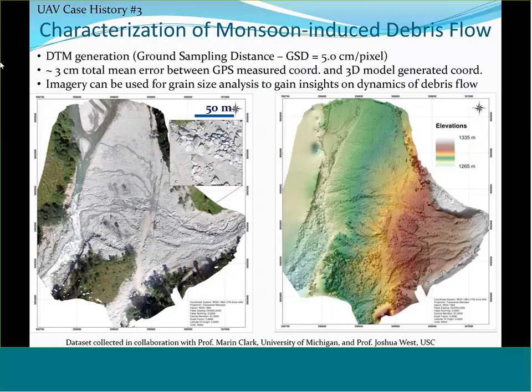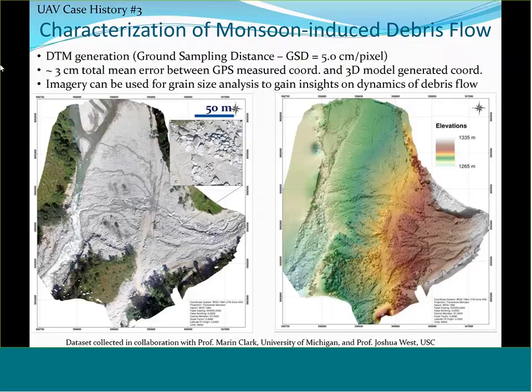The next case history is also, again, I was trying to focus on larger features. This is a monsoon-induced debris flow. As I mentioned before, in April 2015, there was a major earthquake in Nepal that caused significant landsliding. The debris from a number of landslides in one of the canyons in Nepal was essentially the source material for a debris flow that was mobilized during the following monsoon, and what you see here is a model of the deposition area of the debris flow, where it stopped essentially.